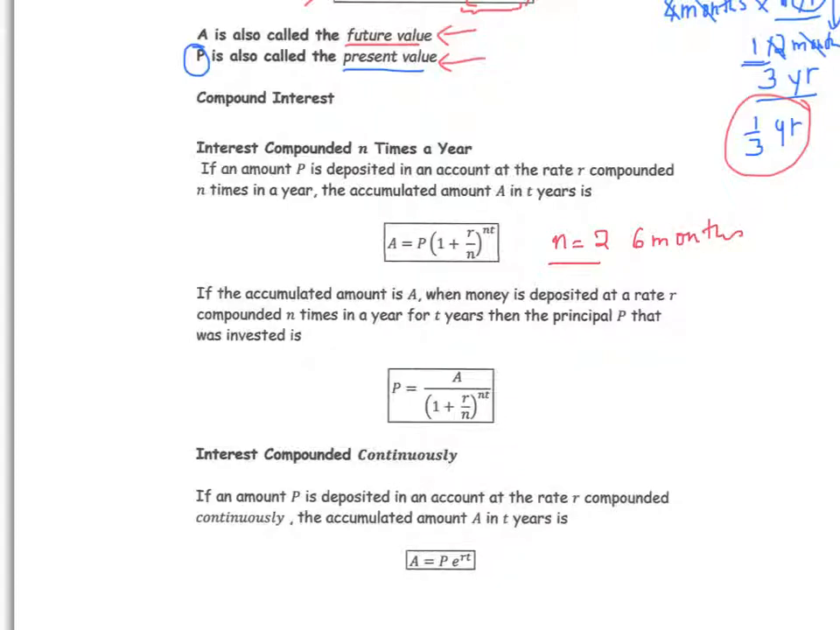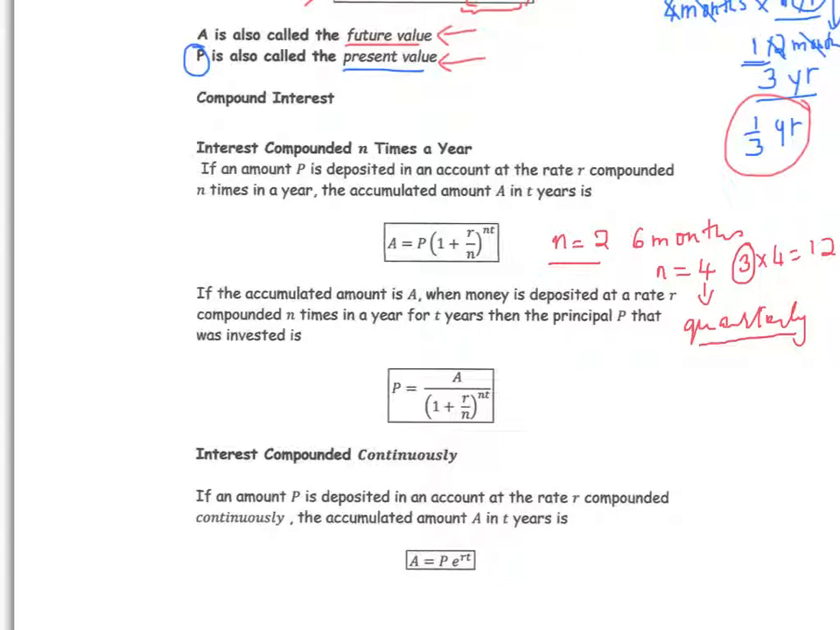Now, what if n is equal to 4? So that would mean that interest is calculated quarterly. What does it mean for interest to be calculated quarterly? It means that 3 times 4 equals 12, so 12 months. We divide it into 4 quarters of 3 months each. So every 3 months, interest is calculated. So that just means it's calculated 4 times in a year, and that would be n equals 4.